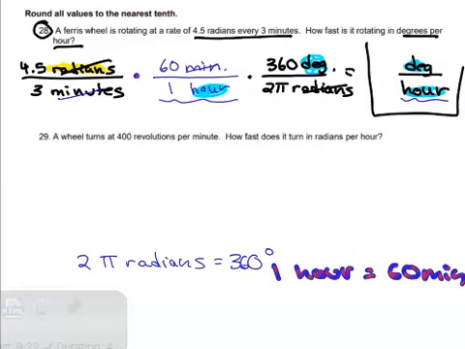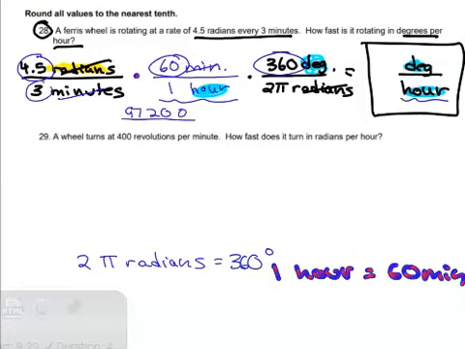Okay, I need a number. I've got the degrees per hour. I get the actual value by going 4.5 times 60 times 360. So on top, I get 97,200. In the denominator, I'm going to go 3 times 1 times 2 times 3.14. And I get approximately 18.84.